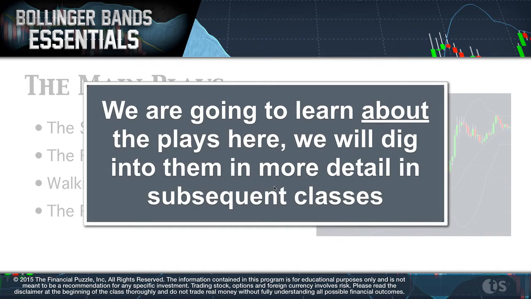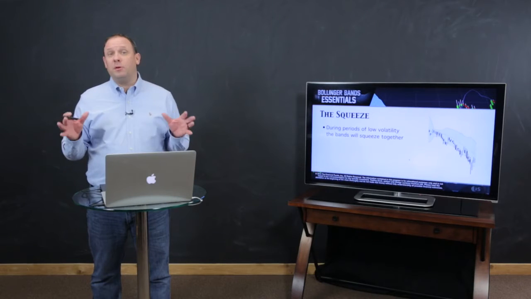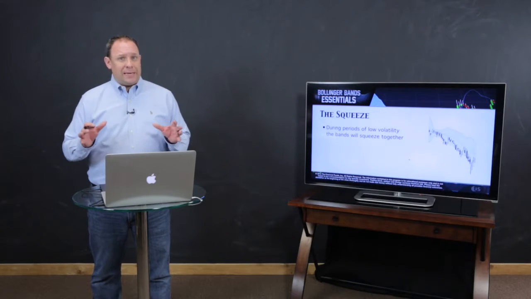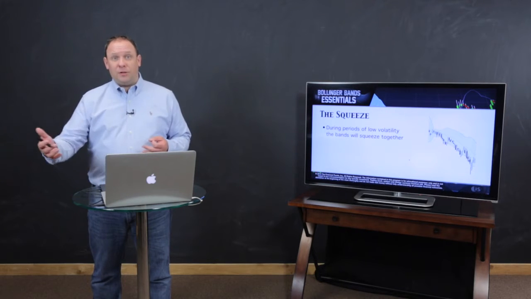We're going to learn about the plays here, and then as we get into the further classes, we'll start to look at them in more detail. But right now I'm just going to present the plays to you. So the first one is what we call the squeeze play. This is probably the most popular Bollinger play that's out there. It's the easiest to identify, and it usually is going to happen at the beginning of a trend.